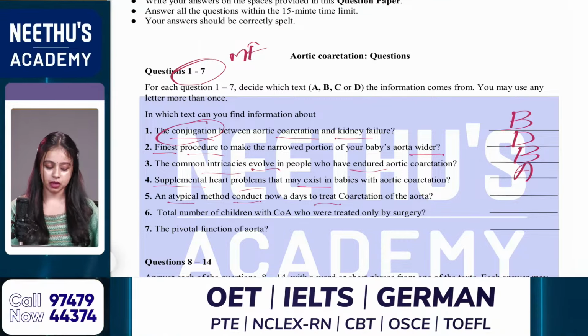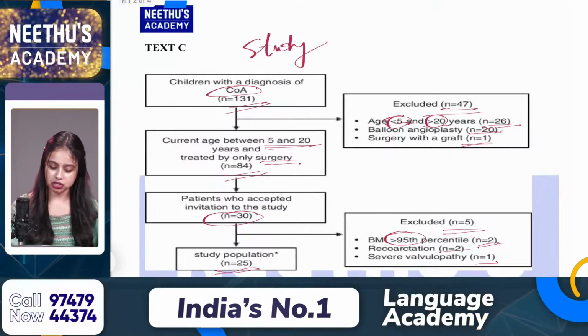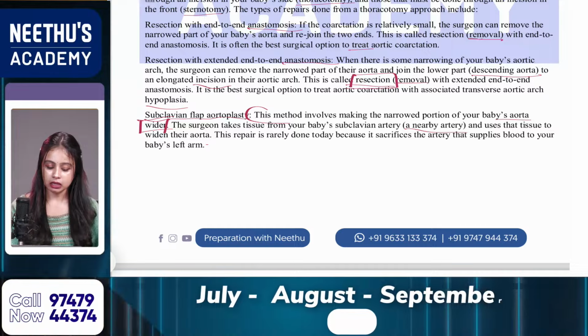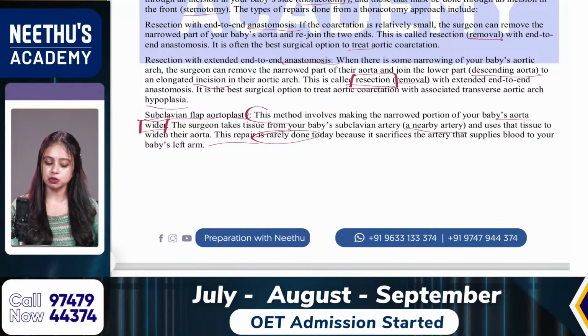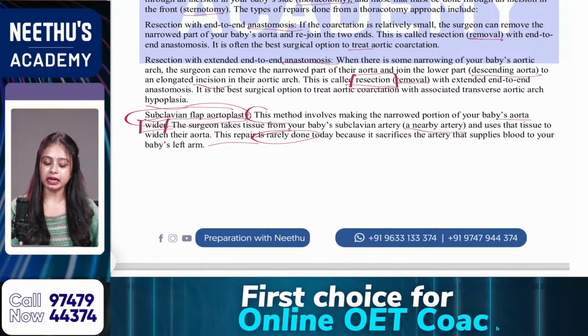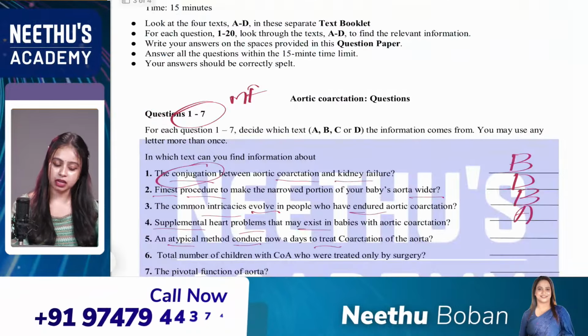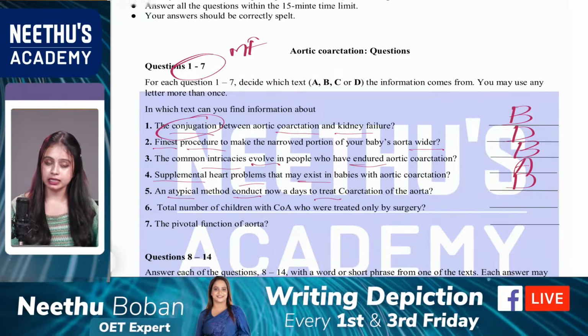Yeah, fifth one. Okay, Kavita, your answer is correct here. The fifth one is text D. The rare method is mentioned in text D, in the last line: this repair is rarely done. So which procedure? This subclavian flap aortoplasty, which is a very rare procedure. So that answer is from text D.